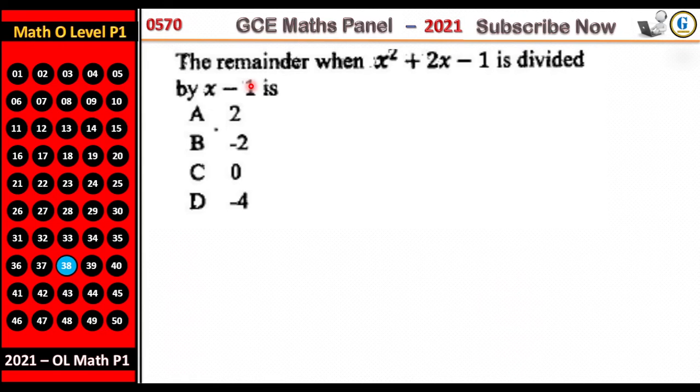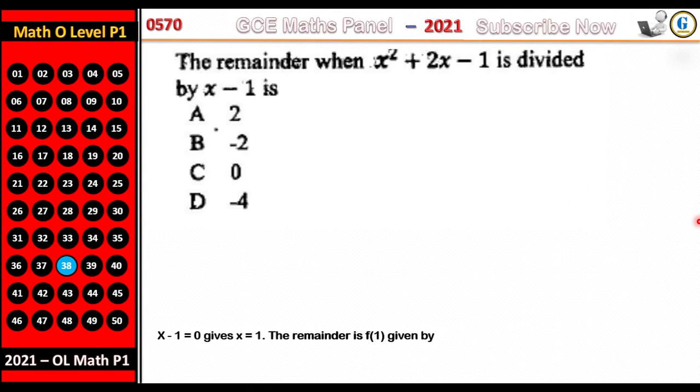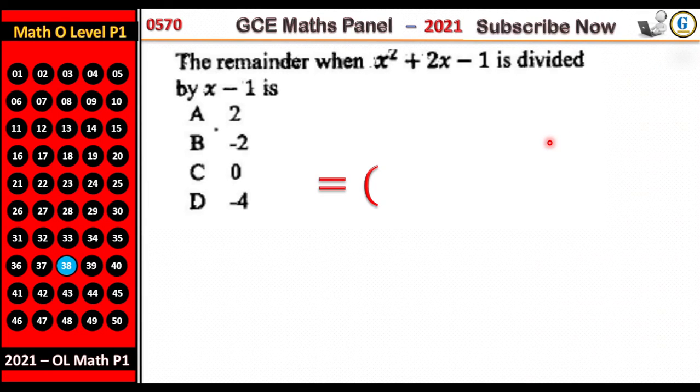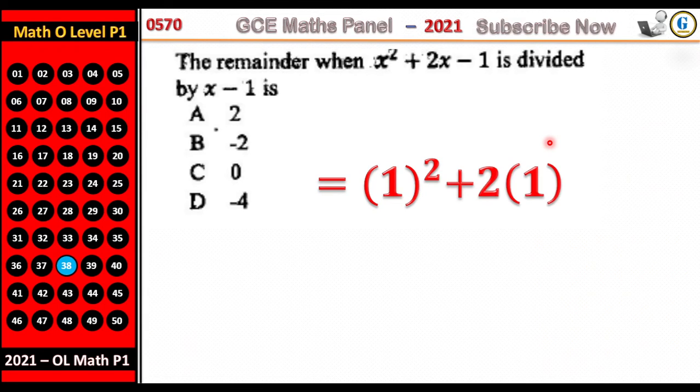38. x squared plus 2x minus 1 is divided by x minus 1. The remainder is... to get the remainder, we equate x minus 1 to 0. This is under polynomials, and we substitute x by 1 in that equation. So this will give us a remainder equal to 1 squared plus 2 times 1 minus 1, and that is equal to 1 plus 2 minus 1, which is 2. Our key is A.